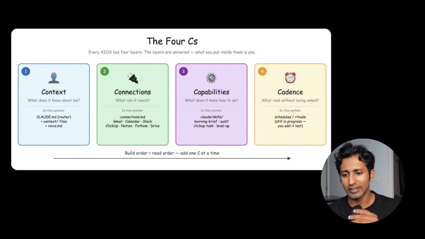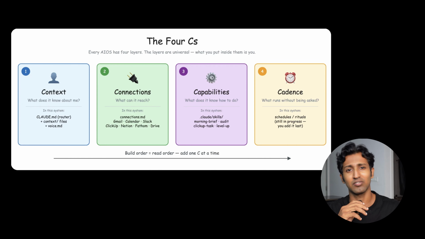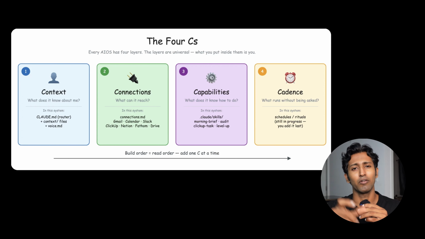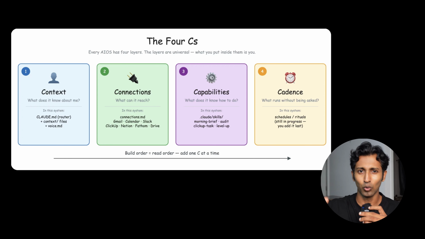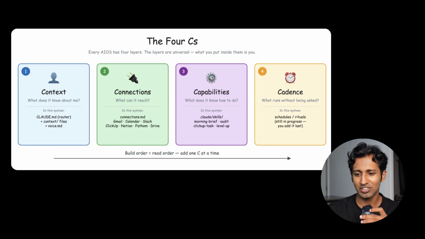And the second C is connectors. What can it reach? Like what we discussed: the previous registry, ClickUp tasks, Gmail, all of it being connected via MCP. So these are the tools which our AIOS can reach to, query, and get the work done. It includes Gmail, Calendar, Slack, ClickUp, Notion, Fathom, Google Drive, all of it.